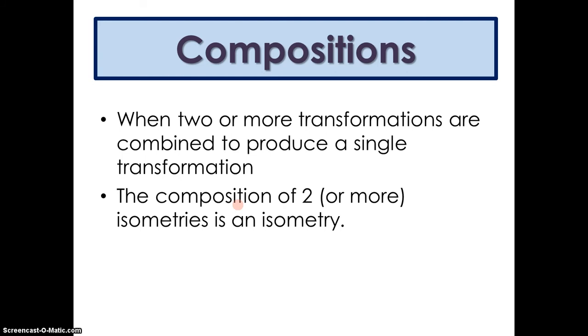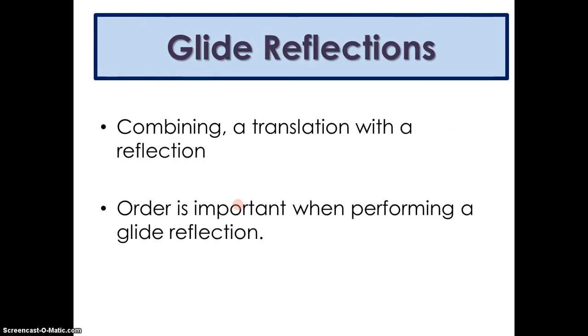But mainly an isometry is when the size of the shape does not change. And so far all we've done is talked about isometries. Now, glide reflections. When you combine a translation with a reflection, that is a glide reflection. Order is very important when performing a glide reflection, so we always want to do the transformations in the order that we are told to do it.